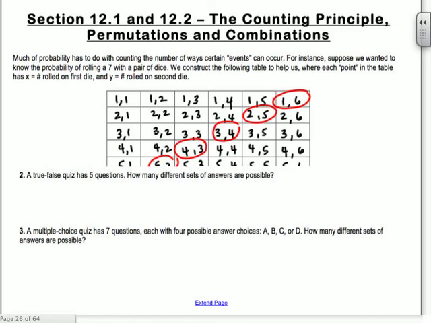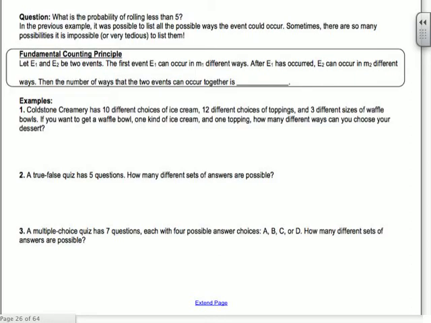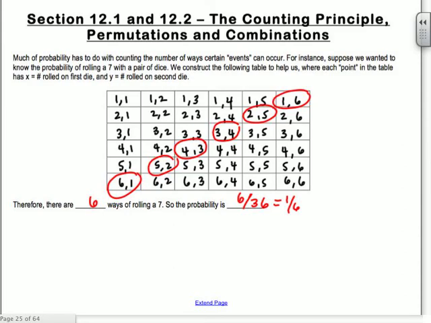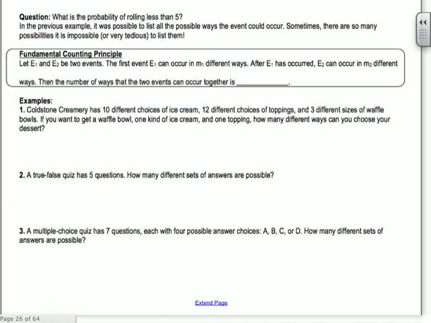All right, so let's go on to the next one. What is the probability of rolling less than 5? If you add up the numbers on the dice, how many different ways can you get less than 5? Let's go back to our chart and look. Notice how I didn't say less than or equal to 5. So that means I'm going to have a 4, 3, or 2. I can't roll a 1, right? How many ways are there? 6. So that ends up being the same thing, 6 out of 36, or 1/6.